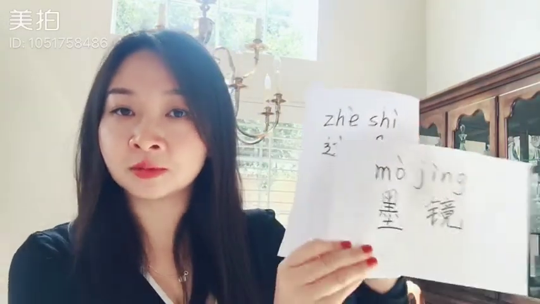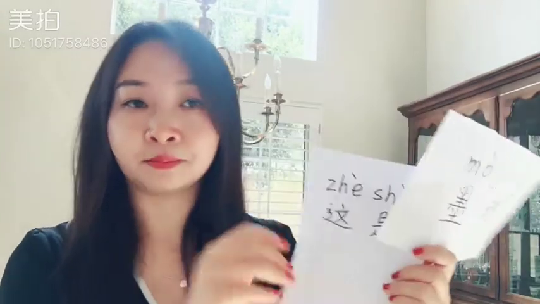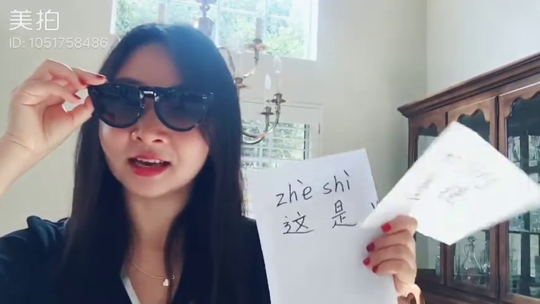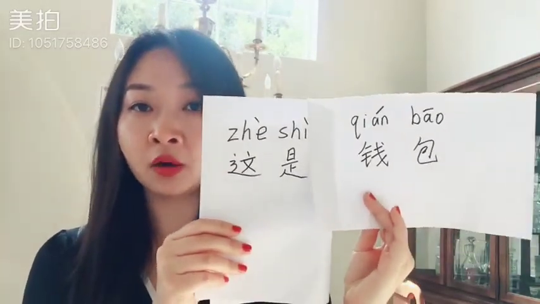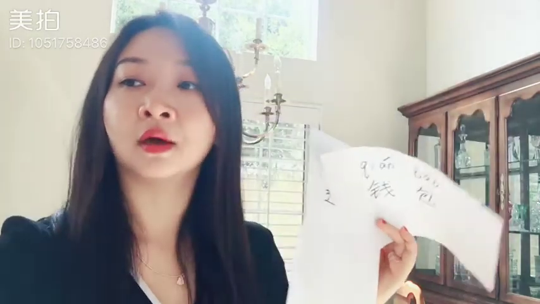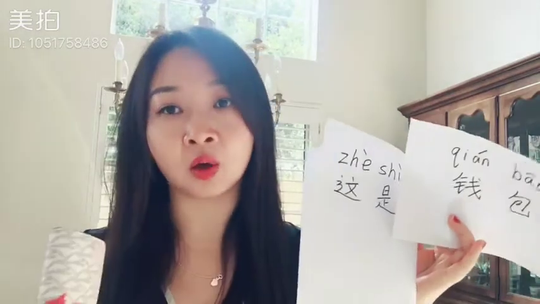Let's see some examples. 这是墨镜，这是墨镜。So 墨镜 means sunglasses. This is sunglasses. Another one. 这是钱包，钱包 means wallet. So this sentence means this is a wallet.